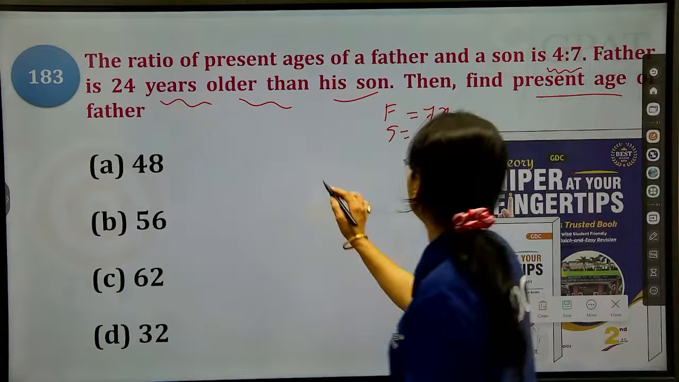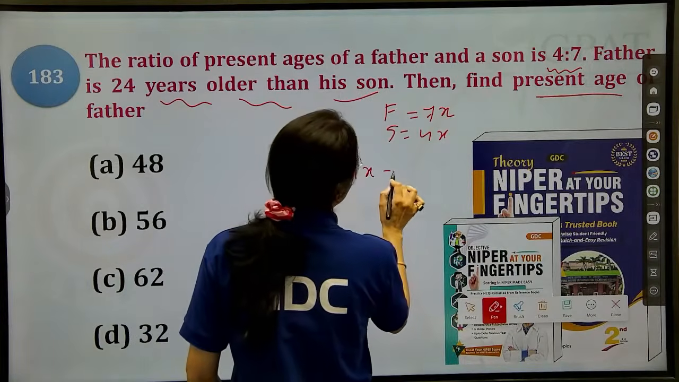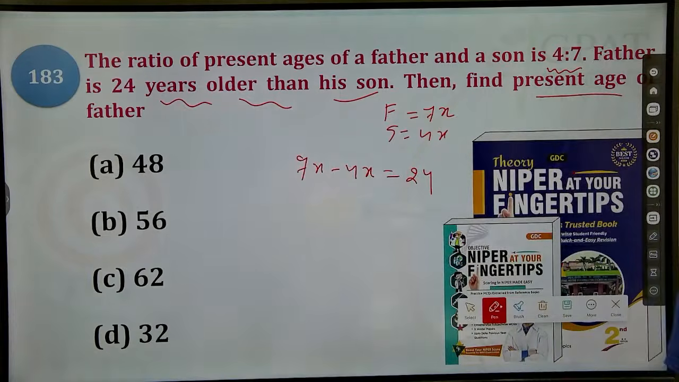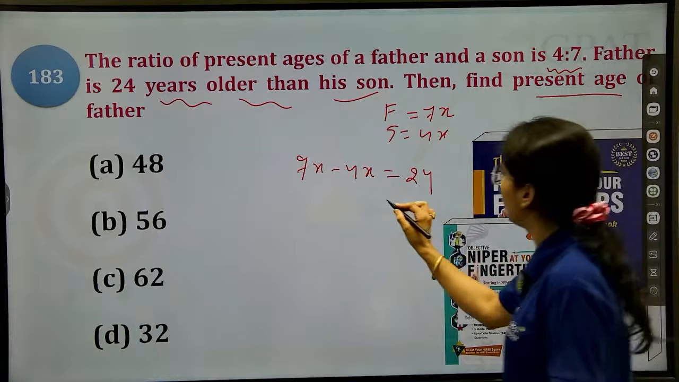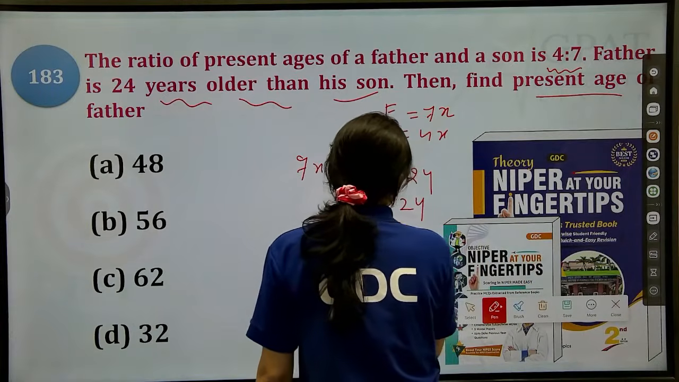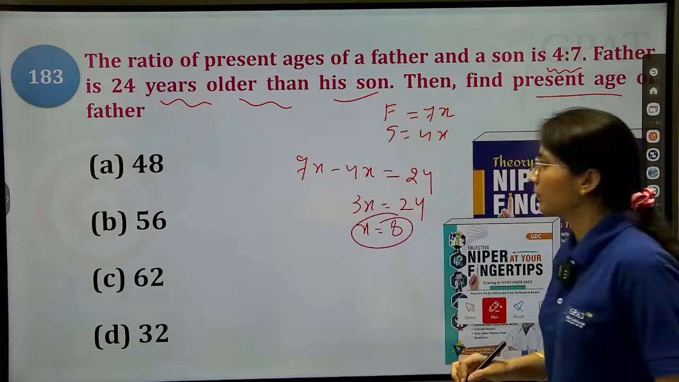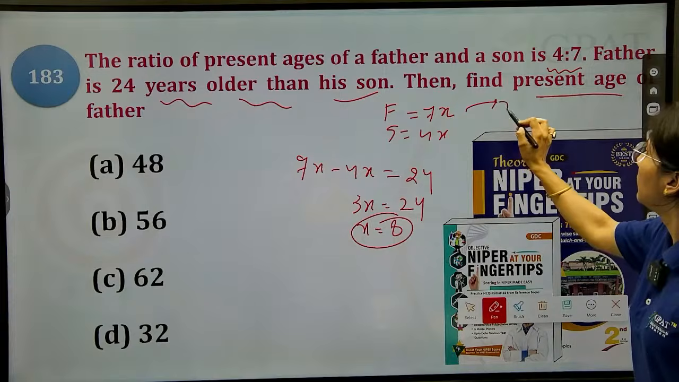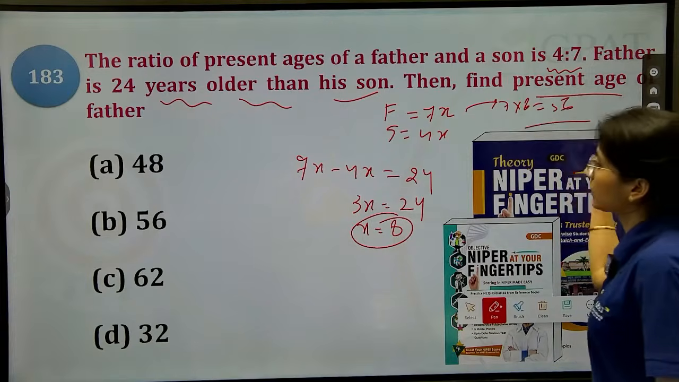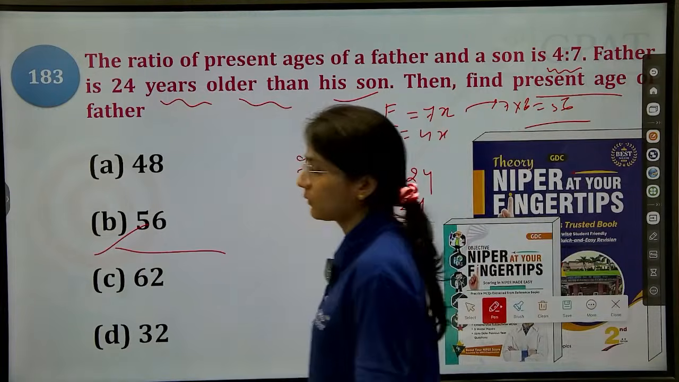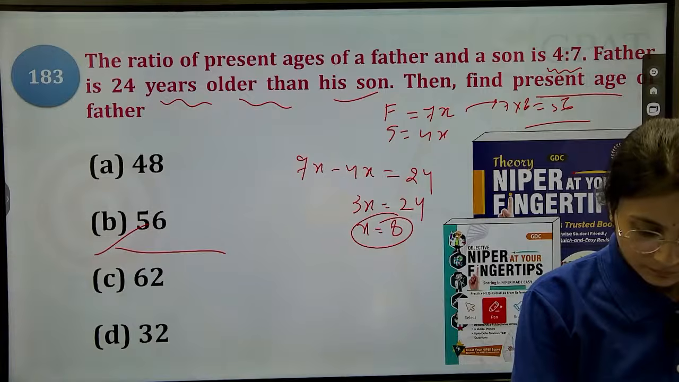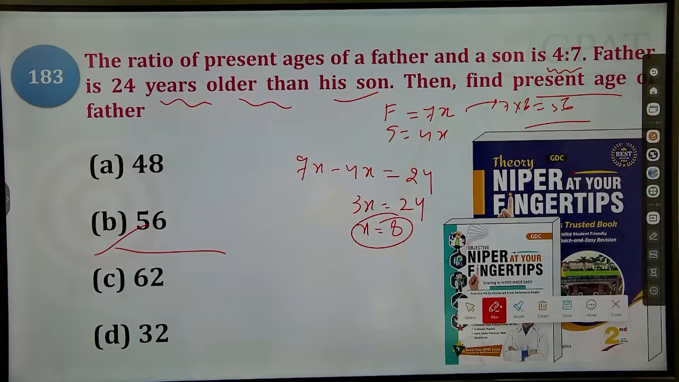So the difference is 7x minus 4x is equal to 24. That is 3x is equal to 24, so x is equal to 8. So you have to find the present age of father. So father is 7 multiply 8, that is 56. So option number B is correct.